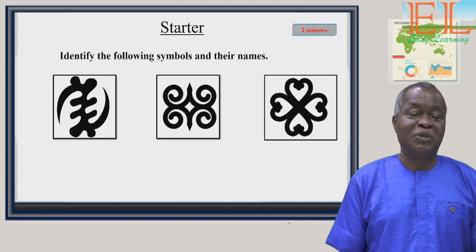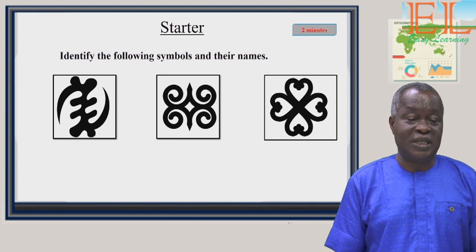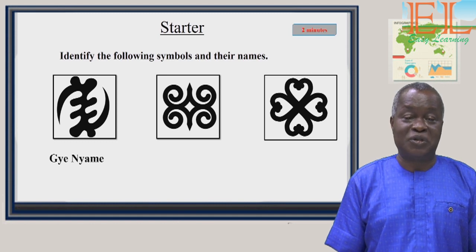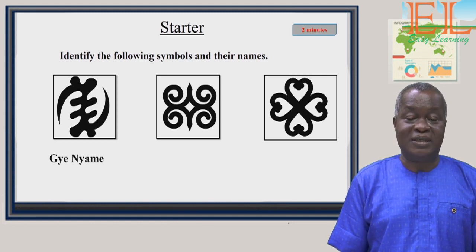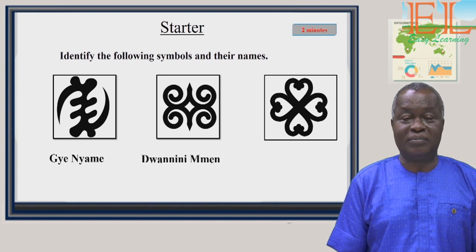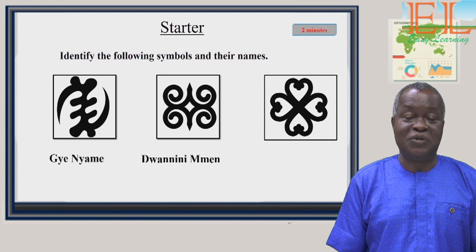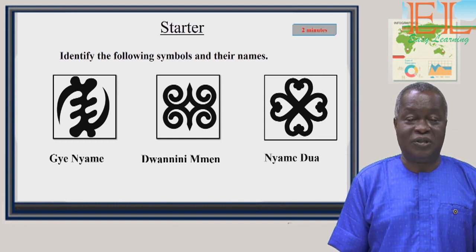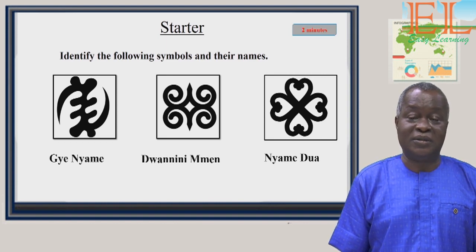I'm sure you have been able to identify the first symbol. And what's the name? The name is Jenyame. What about the second symbol? The second symbol is Duanini Men. Finally, the third symbol is Nyamidua. I'm sure you were able to get all three correct.